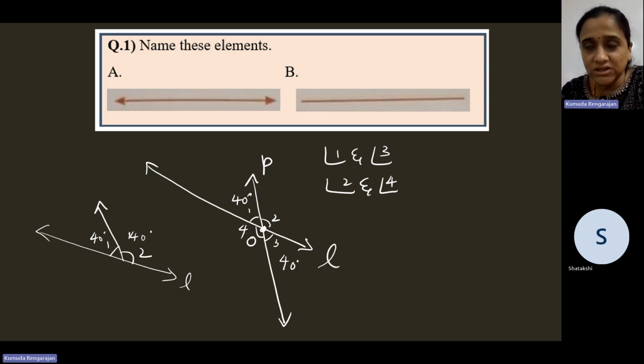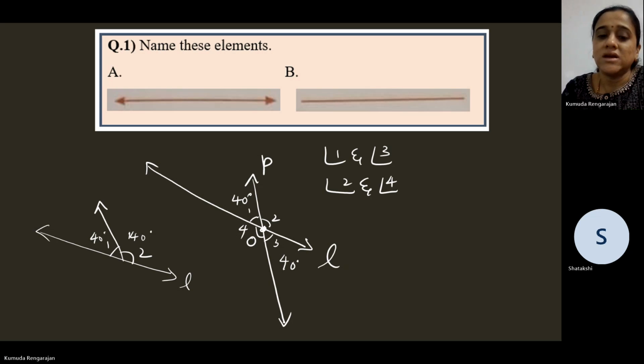Angle 1 and angle 3 in this figure are vertically opposite angles and they are equal. Vertically opposite angles are always equal. Also, angles 2 and 4 are vertically opposite angles and they are equal. Now we are given the measure of angle 1. Angle 1 measures 40 degrees. With the help of this, you can find the remaining three angles.